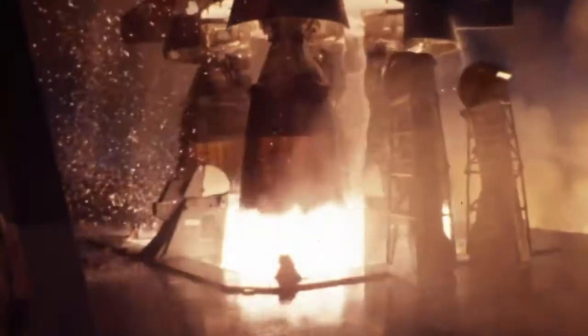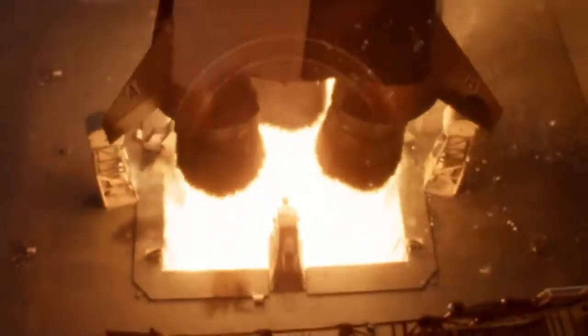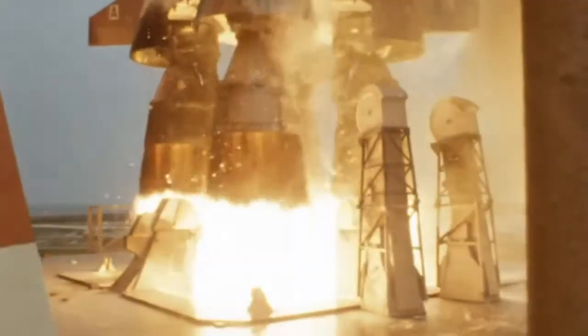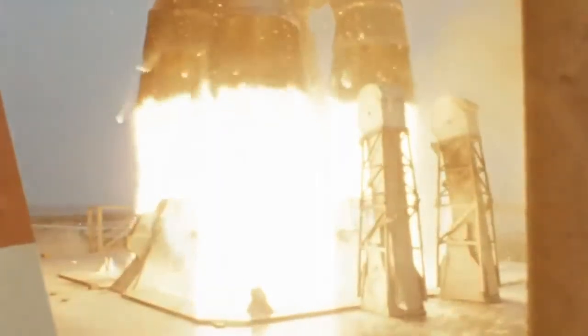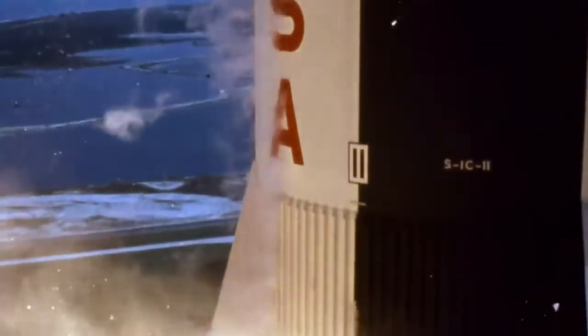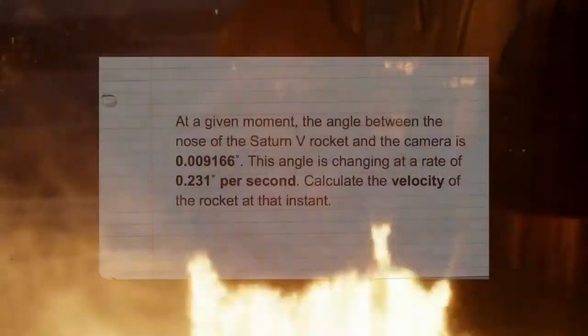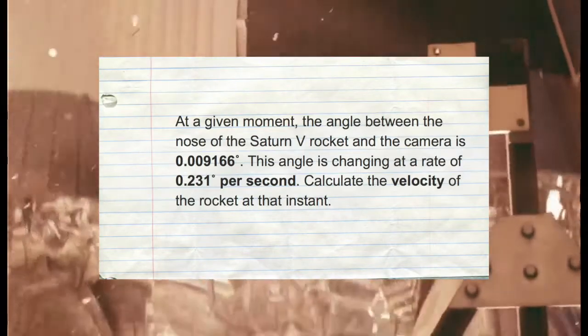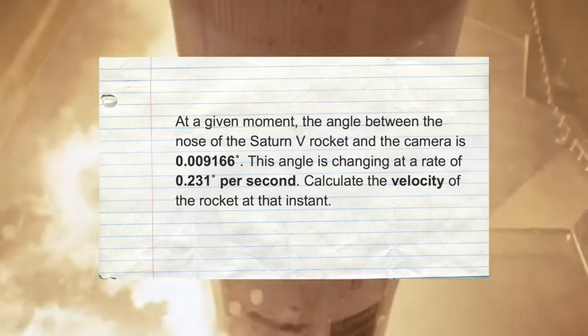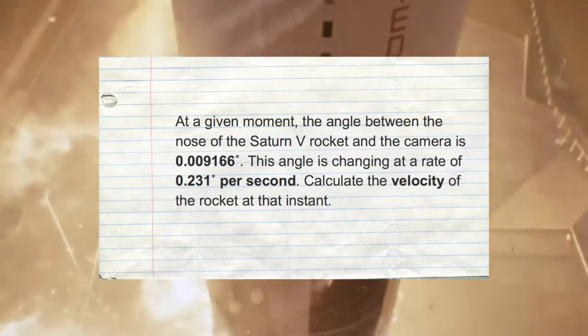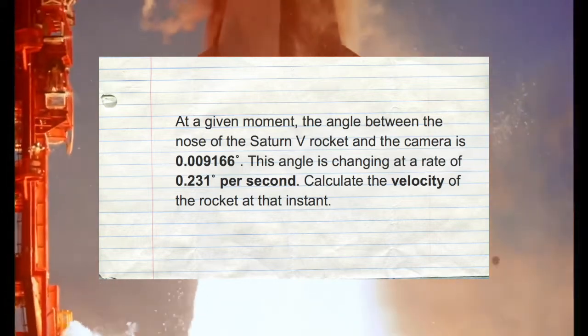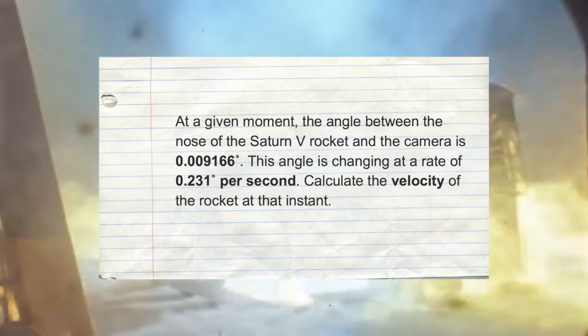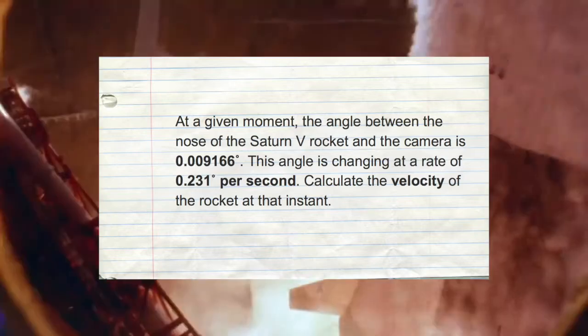Given these two values, along with data that was taken from the actual launch, the rest of the problem can be set up as follows. We've gone back in time to watch the Saturn V launch on November 9, 1967. We are going to record the launch with a camera so that we can show our family and friends in the future. At a given moment, the angle between the nose of the Saturn V rocket and the camera is 0.009166 degrees. This angle is changing at a rate of 0.231 degrees per second. Calculate the velocity of the rocket at that instant.